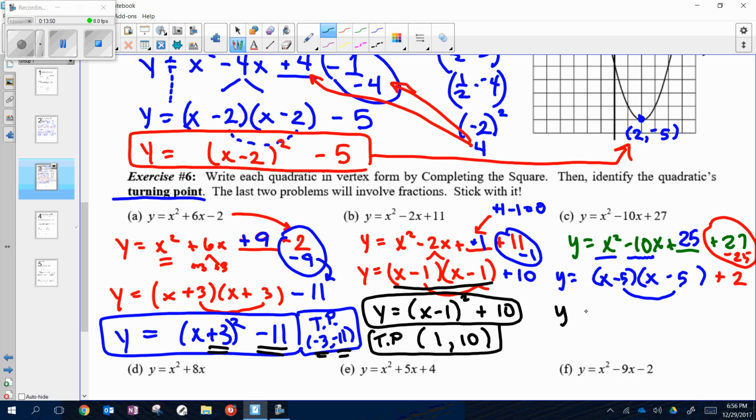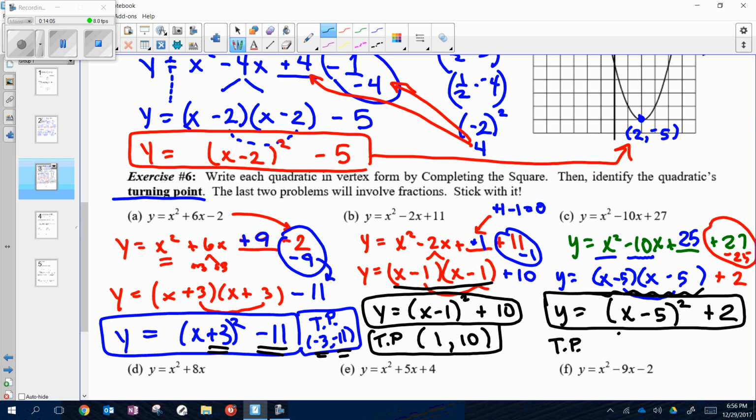Final equation as a perfect square in vertex form is (x minus 5) squared, that's the same factor twice, plus 2. Vertex then looks like a shift of TP, a shift of 5 to the right and 2 up, so my turning point is 5, 2.